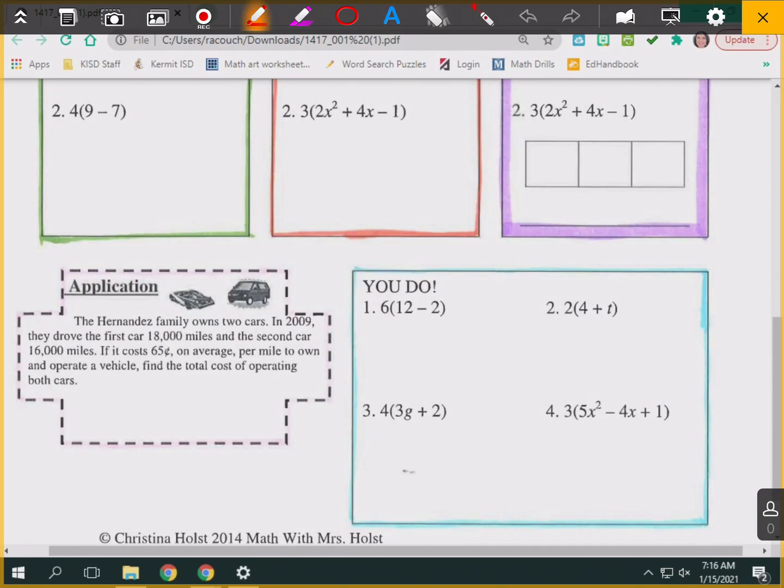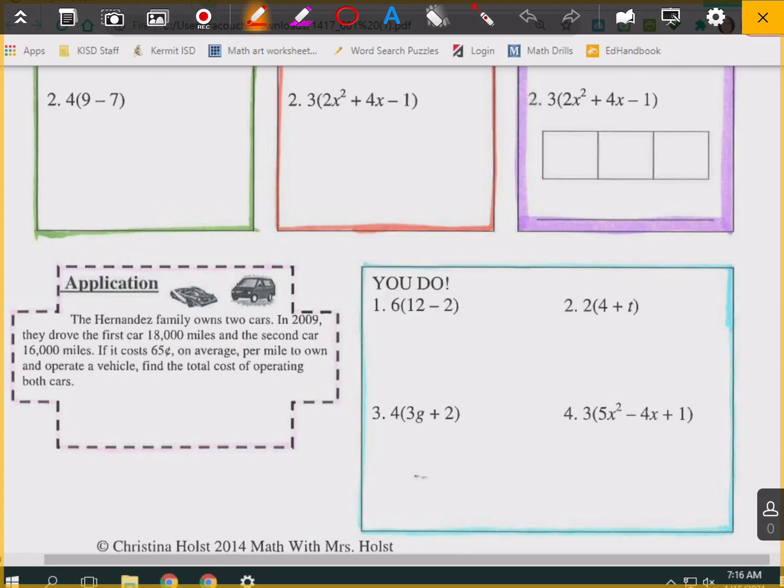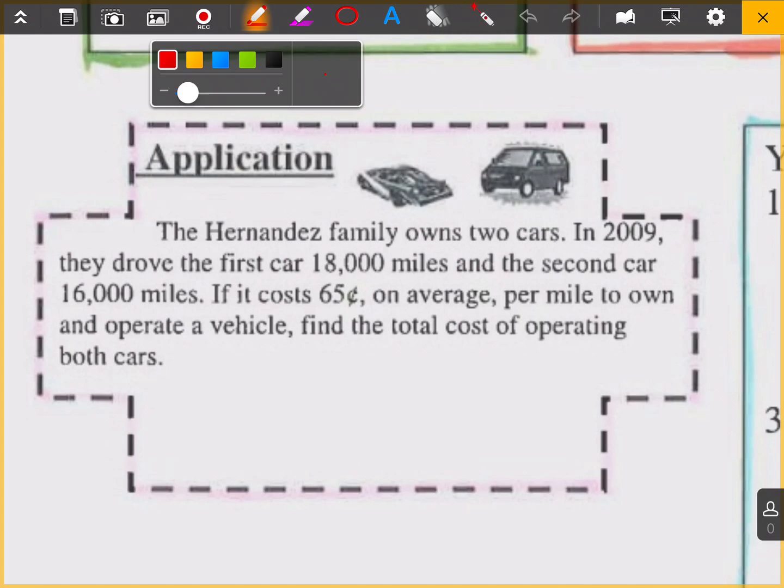So the application question says, the Hernandez family owns 2 cars. In 2009, they drove the first car 18,000 miles and the second car 16,000 miles. If it costs 65 cents on average per mile to own and operate the vehicle, find the total cost of operating both cars.